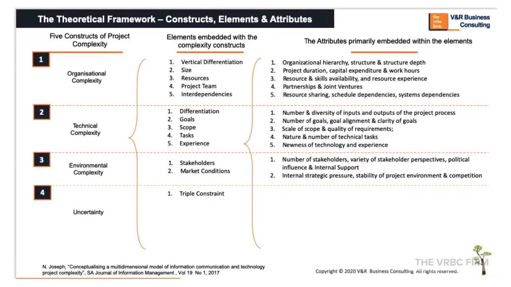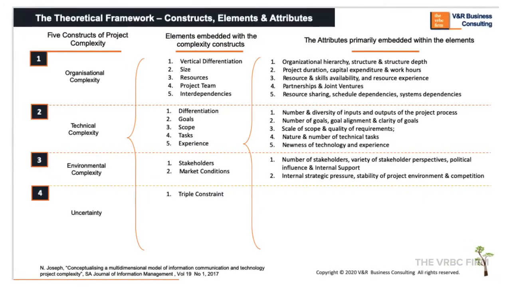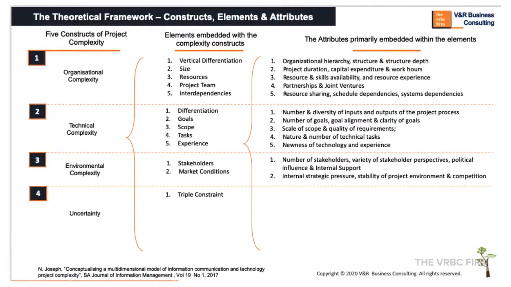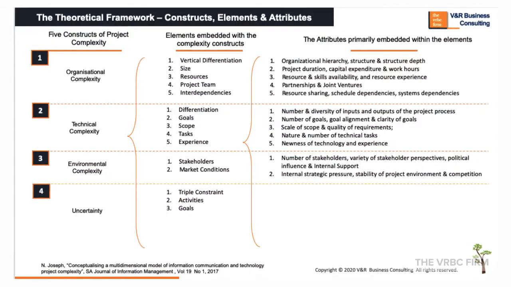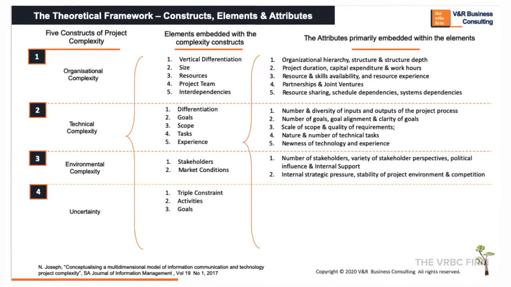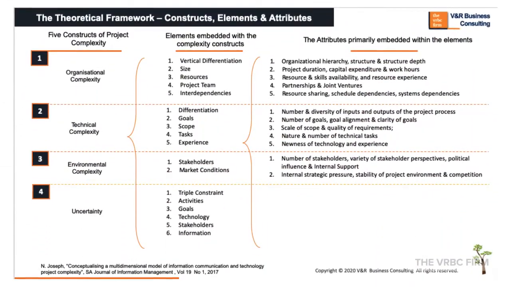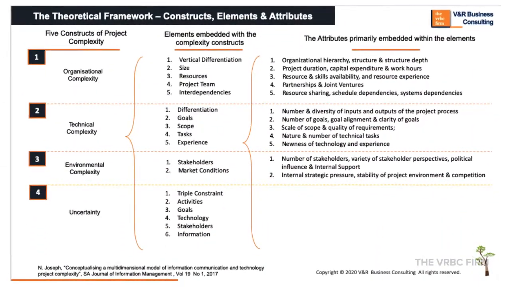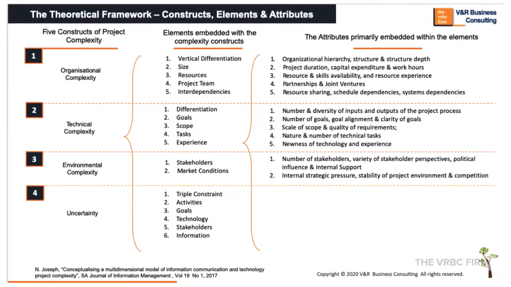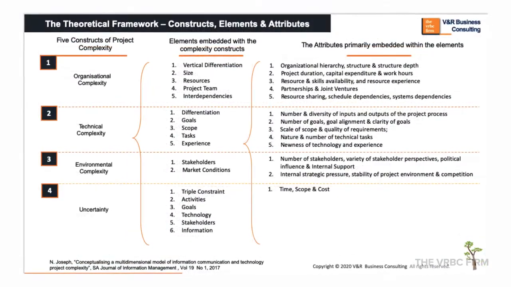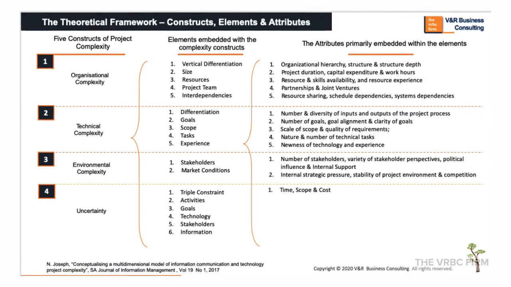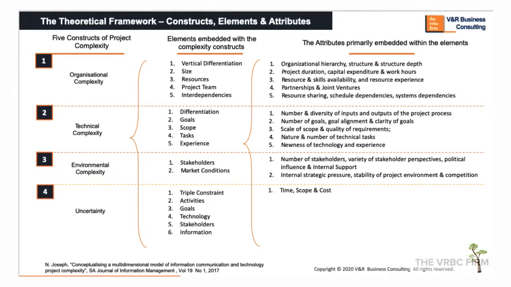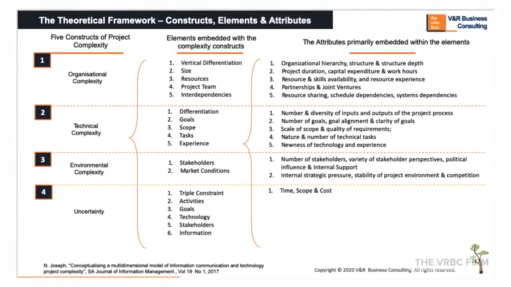We then deal with the construct of complexity due to uncertainty. The triple constraint deals with uncertainty in relation to time, cost, and scope.